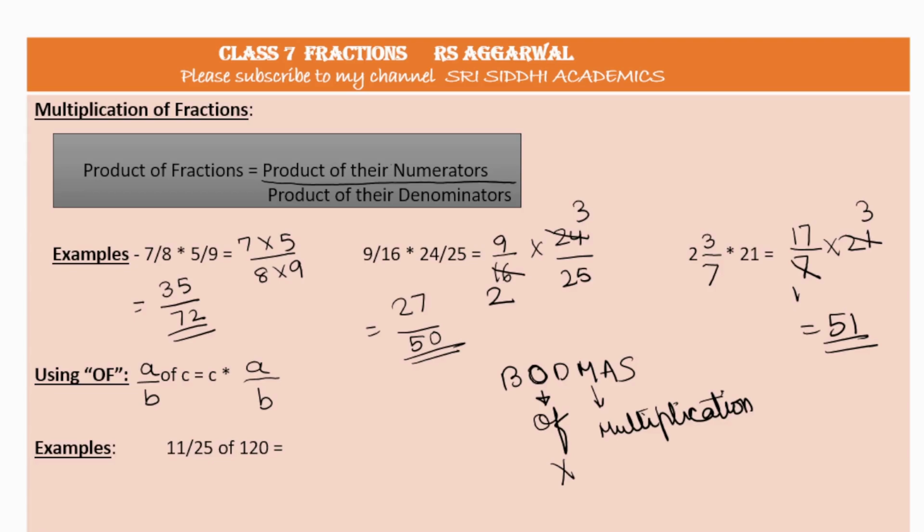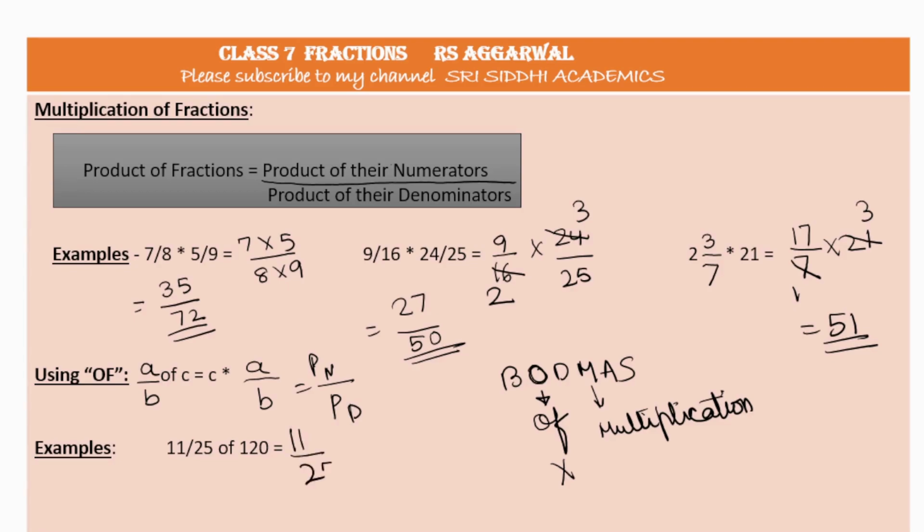How? Let's see. Suppose A by B is a fraction, A by B of C. Then what you do? Instead of off, in the next step, you put multiplication, C into A by B. And then if there are common factors, you simplify from the numerator and denominator, and then you write the product of numerators by product of denominators. Okay, we'll see with this example. 11 by 25 of 120.